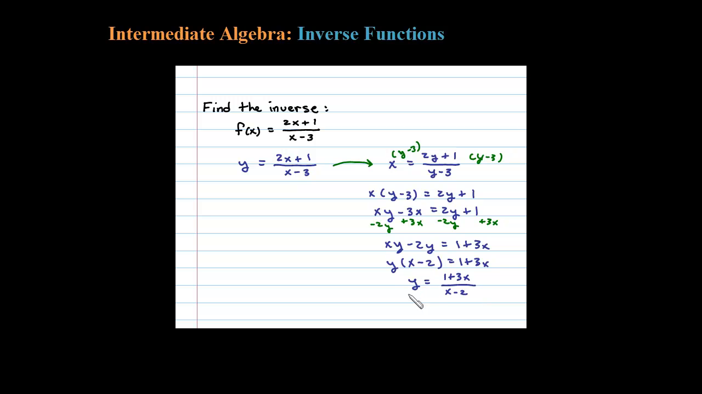Now for the last step, what we're going to do is replace y with the notation f inverse of x. And you can see here what I have is f inverse of x, that's my y, equals 1 plus 3x over x minus 2. That's the inverse of the original. So keep this little trick in mind. If you get all your y terms on one side, it then becomes a GCF. And you can factor it out and then divide out whatever's left.